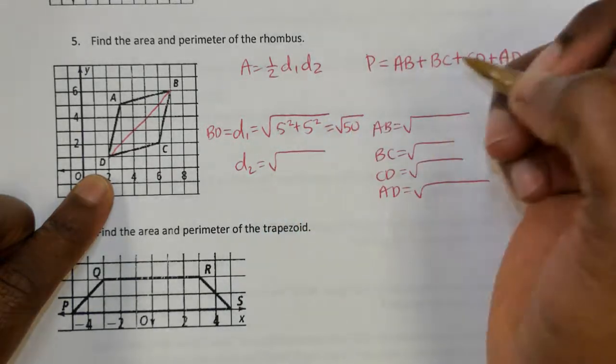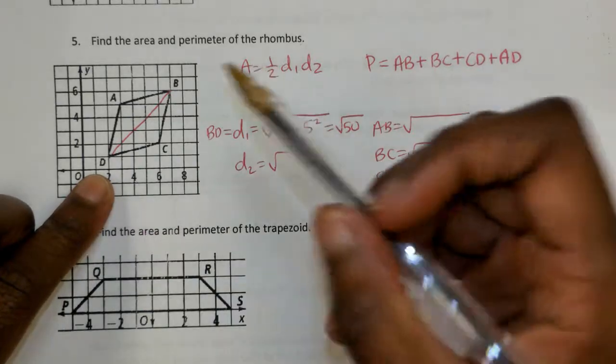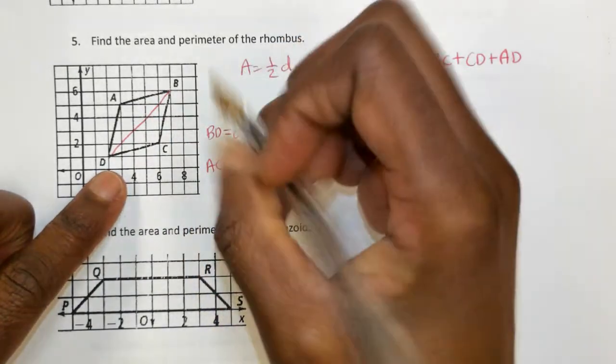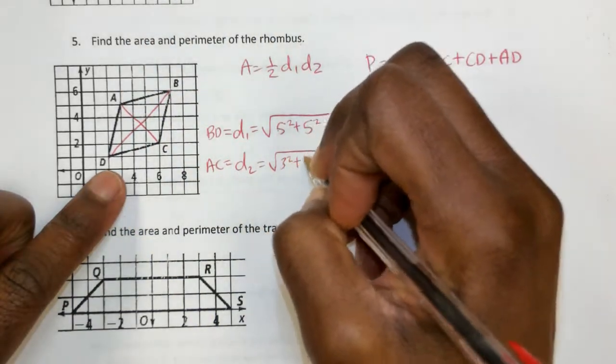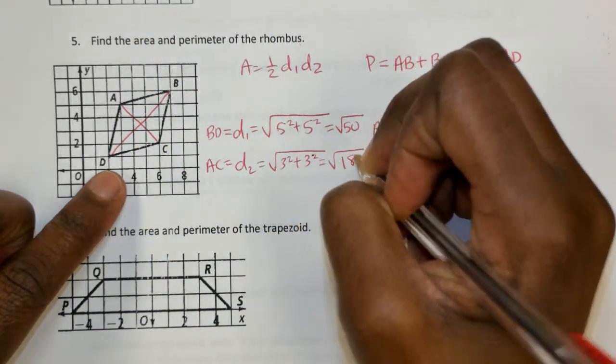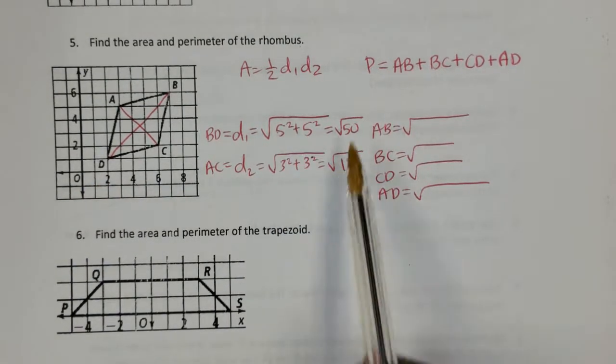So you can pause the video if you need to, but you're just counting over and up and squaring those. And then AC, same thing, counting over is 3 and up is 3. And you're adding 9 and 9 and 25 and 25, so that's how I get these numbers.